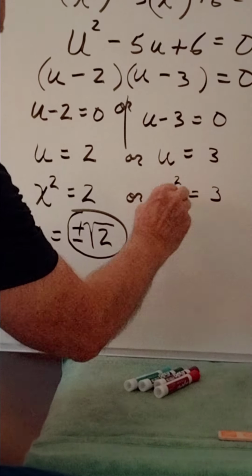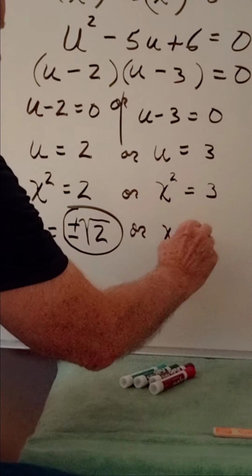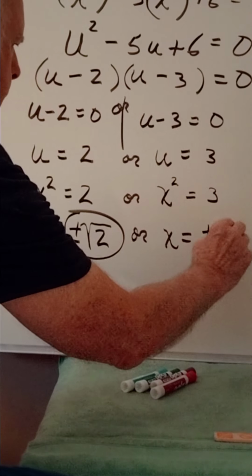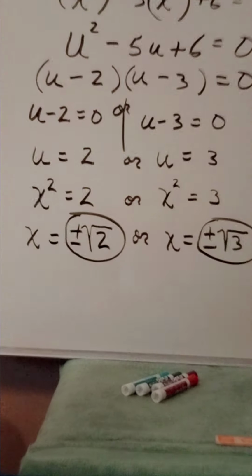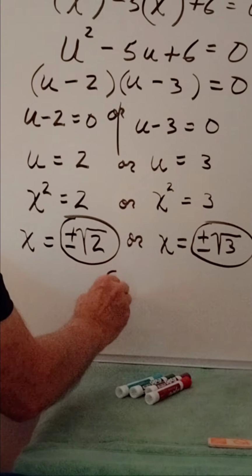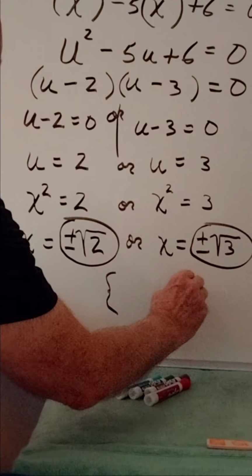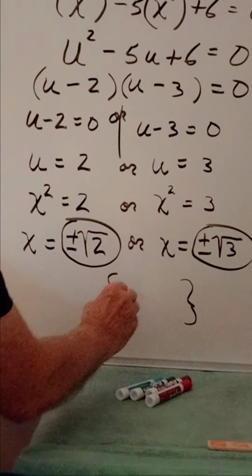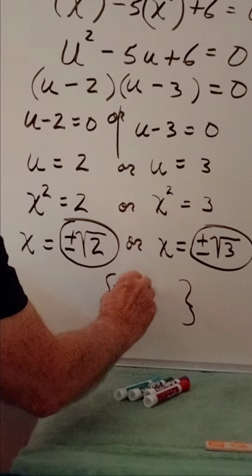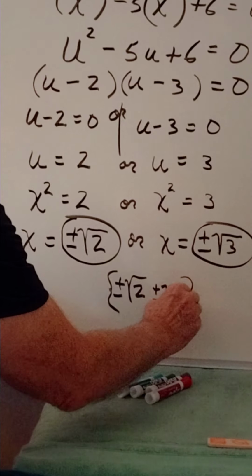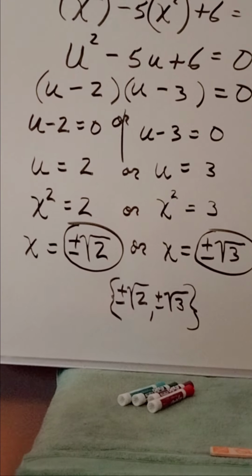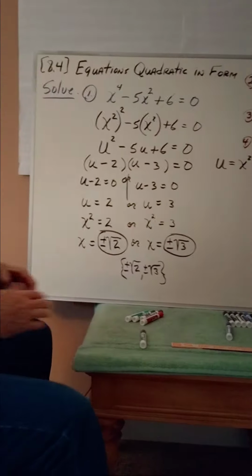Or, square root of the left, x is equal to positive or negative the radical of 3, and that can't be simplified anymore. If you want to put a finishing touch on it, we'll put it in roster notation: positive or negative root 2, comma, positive or negative root 3, and he is done.